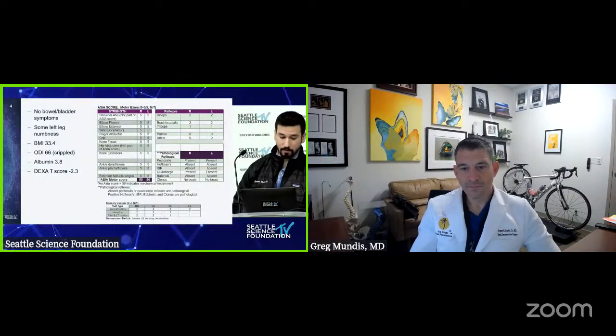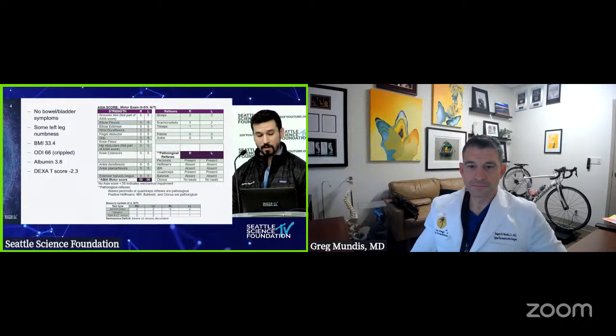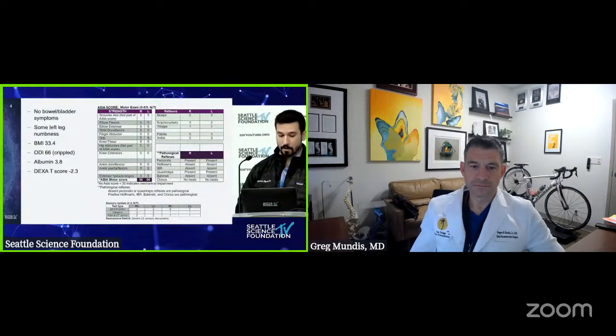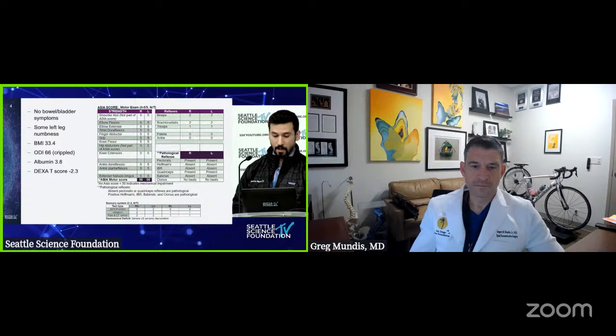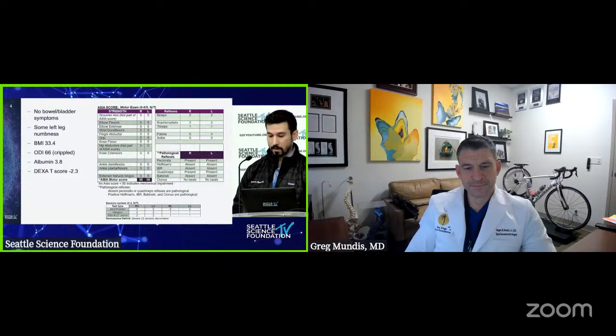He does have some left leg numbness, no real weakness on his exam. When he initially presented, he had a BMI of 33 and an ODI of 66, crippled per the workman's comp evaluation. Those are just some relevant labs that he had. He was osteopenic and was started on bone health management medication with vitamin D and calcium, and also given strong advice on protein intake and calories to bump his albumin up a little bit.